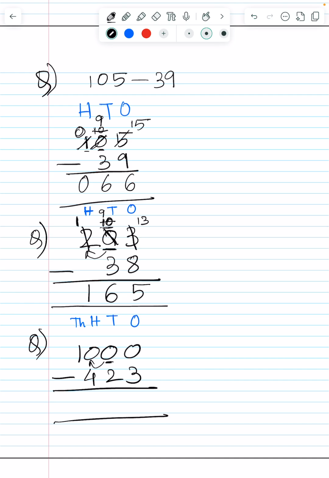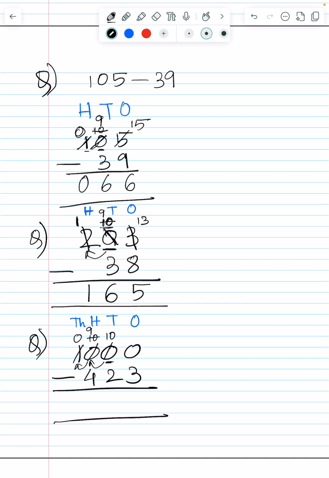Can we borrow from here? No, this is a 0. We have to go one more left. So we have to borrow from here. So this 1 becomes a 0 and this 0 becomes a 10. Now we can borrow from this 10. We borrow from this 10 and make this a 10 and this 10 becomes a 9 because we have borrowed.